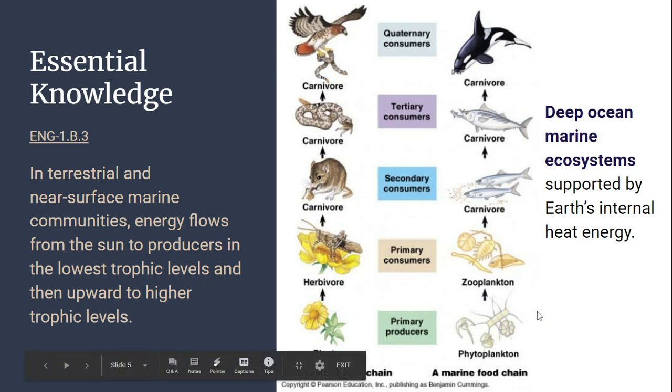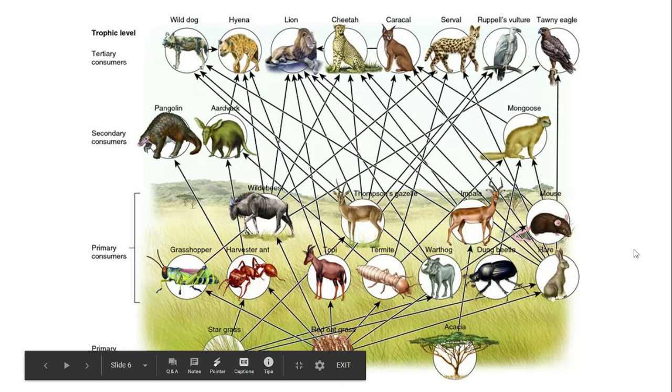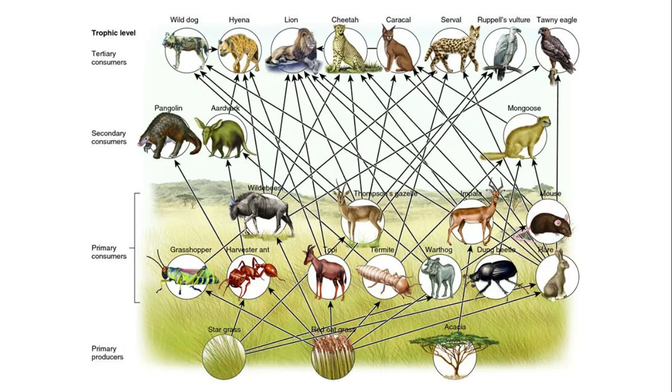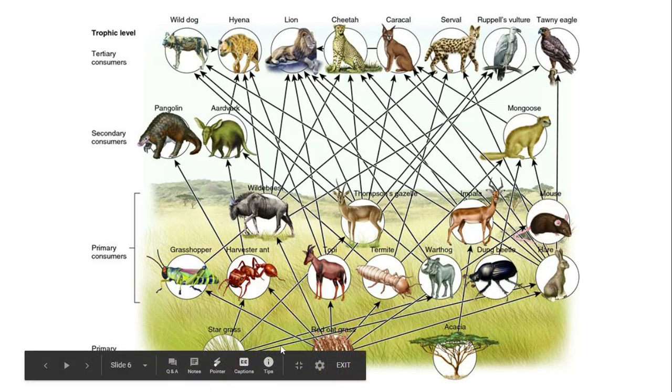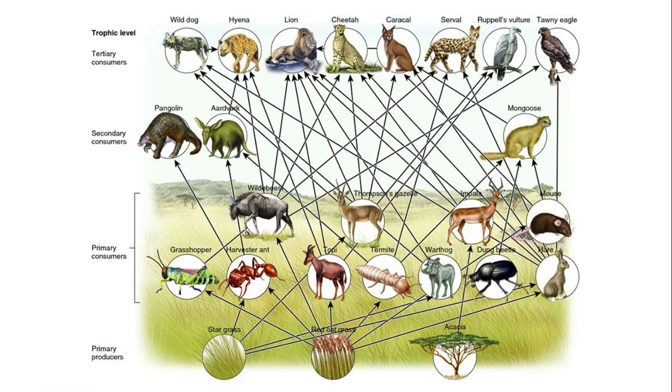And both these food chains have 4th level consumers. Once we get to the 3rd level, we call everything up here high order consumers. When we go deep into the ocean, the deep ocean ecosystems tend to be more supported by Earth's internal heat, and those organisms that have undergone photosynthesis undergo chemosynthesis. Here is a great food web. This food web of the savanna is showing us our primary producers are down here at the bottom, undergoing photosynthesis, and each of the arrows represents a possible energy transfer that could happen in the ecosystem.